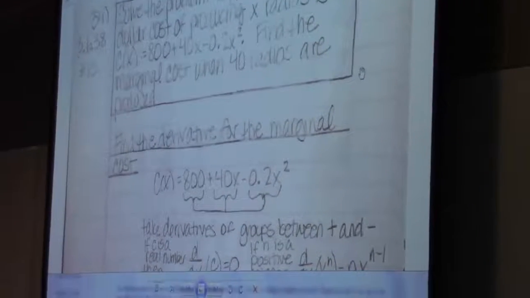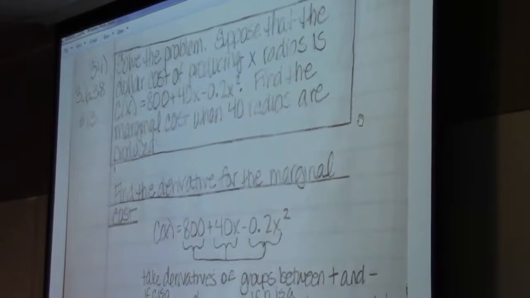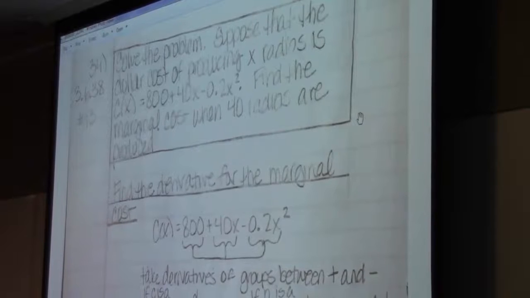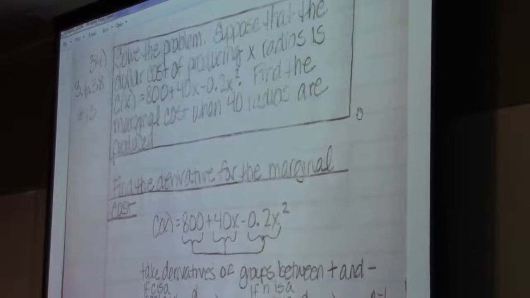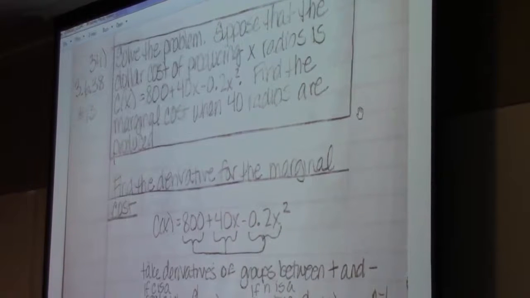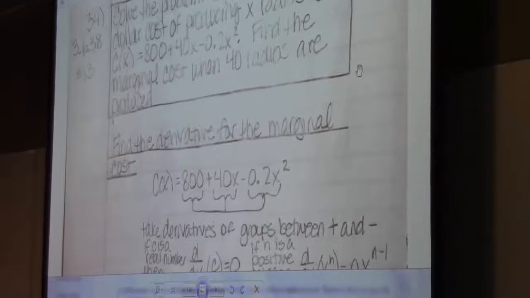Let us solve the problem. Suppose that the dollar cost of producing x radios is C(x) equals 800 plus 40x minus 210x squared. Find the marginal cost when 40 radios are produced. Okay, what are marginal costs?